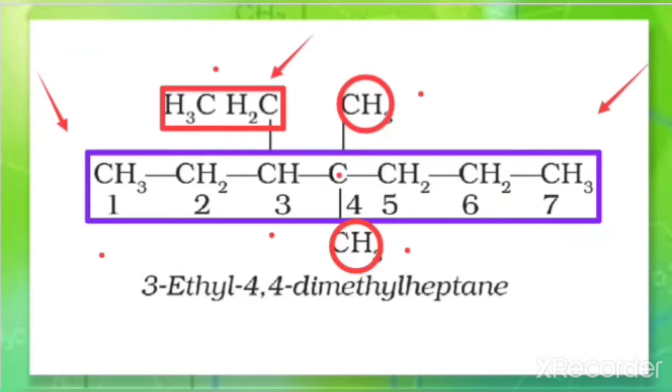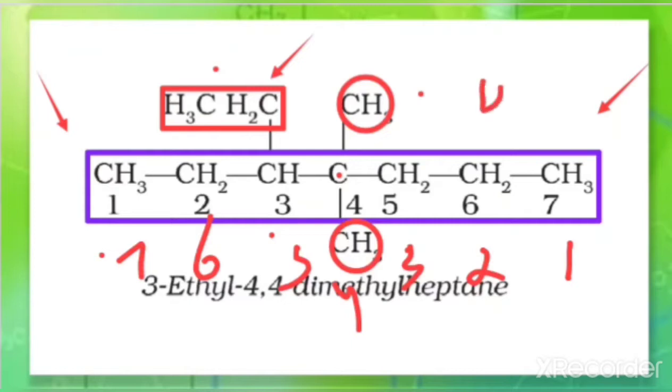So when you make the sum of this one, that will be minimum. But when you number it from here, 1, 2, 3, 4, 5, 6, 7, when you count in this way, that is from the right side, what will be the position? The 2 methyl groups will be on the 4th position and 1 ethyl will be on the 5th position. So when you make the sum of this one, it will be greater.